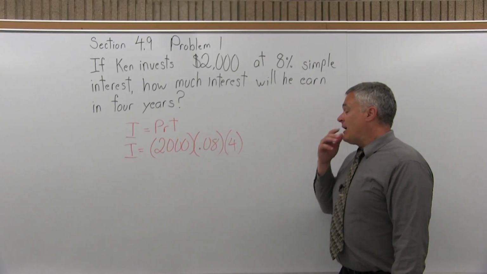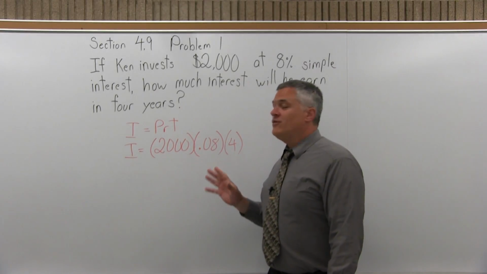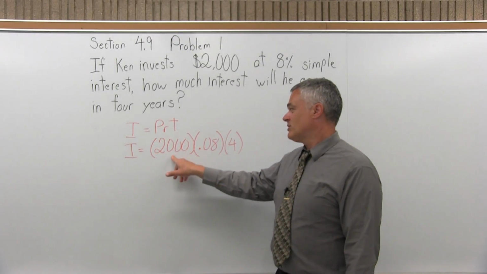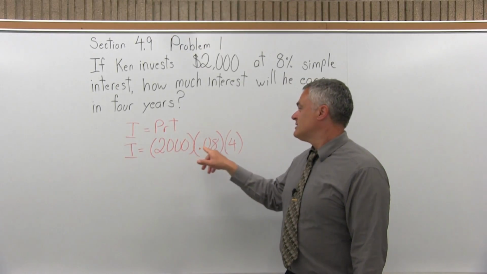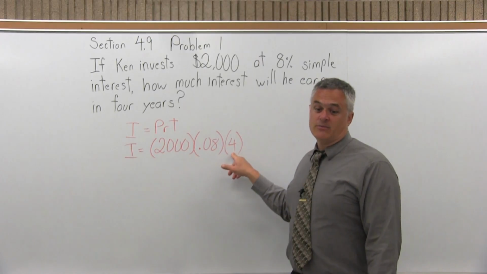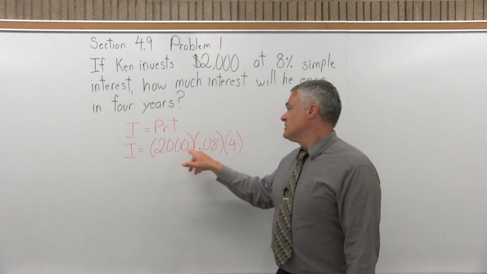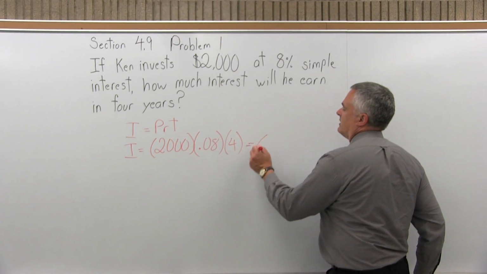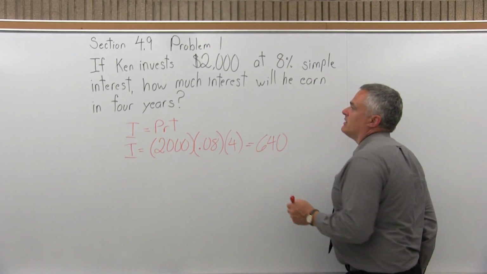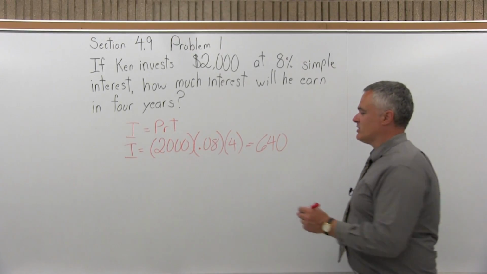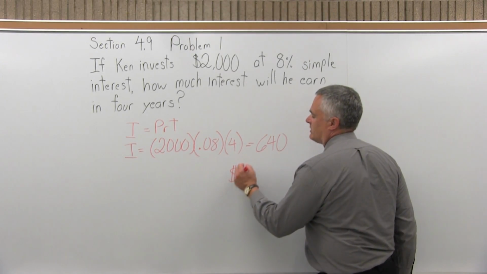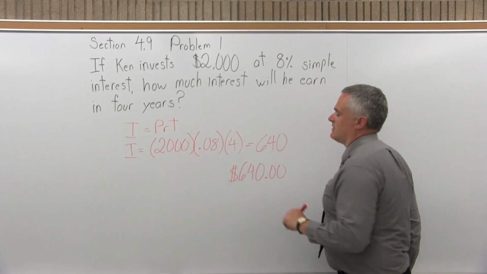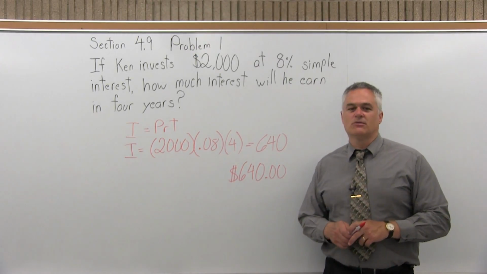So now, if your teacher will allow you to use a calculator, and most teachers do for this section, you just simply turn on your calculator, enter 2,000 times 0.08 times 4. 2,000 times 0.08 will give you 160. 160 times 4 tells you 640. So in that 4-year period, Ken earned $640 worth of interest. So if you want to do a nice job, you can write it in terms of money, put a dollar symbol in there, and include the fact that there's no cents, no pennies, $640.